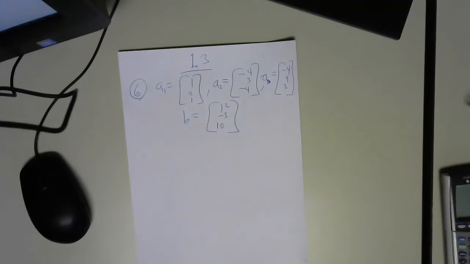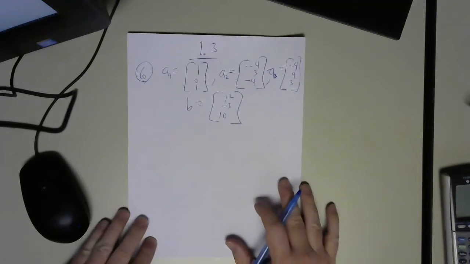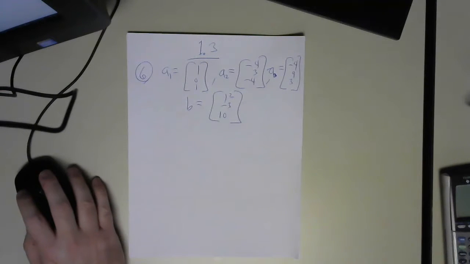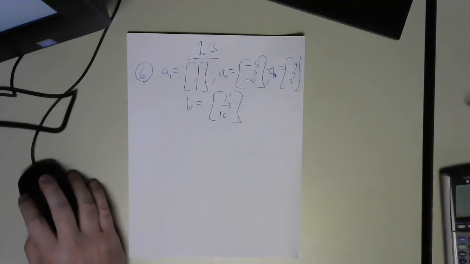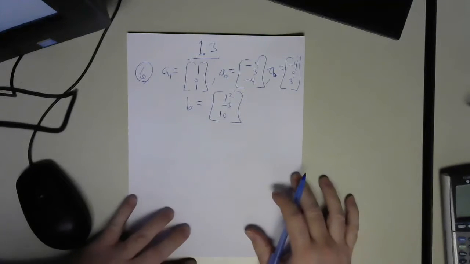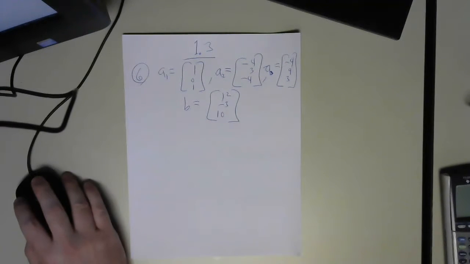All right, this one is number 6 from section 1.3. Let's read the instructions. It says determine if B is a linear combination of A1, A2, and A3. So we're supposed to decide if B is a linear combination of the A's. All right.